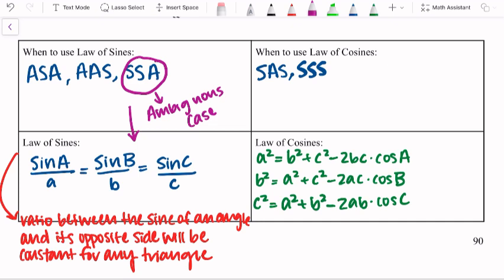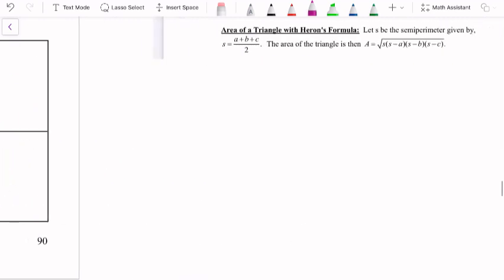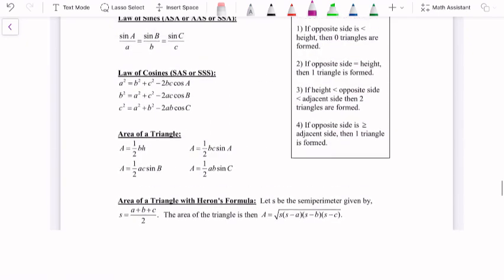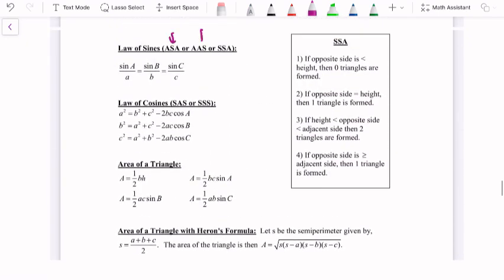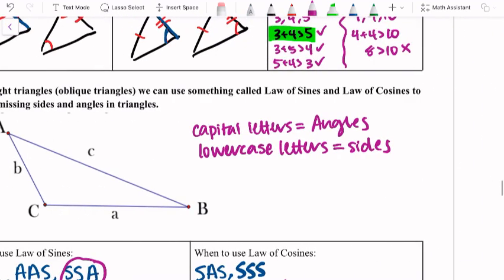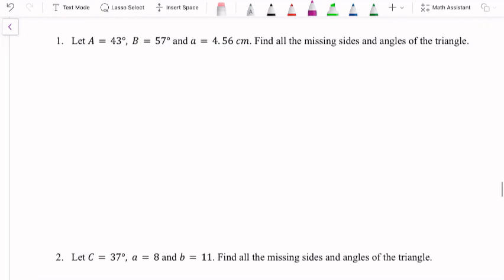If we have side-angle-side or side-side-side, we're going to be using the law of cosines. And the law of cosines actually has three different equations that we can have. We can have one with an A, a B, and a C. We're going to choose which one to use based off of the information that we are given. So again, these are all on your trig identity sheet, so you do not have to memorize them, and it even tells you which cases to use it for. So with that being said, let's go ahead and look at some examples.